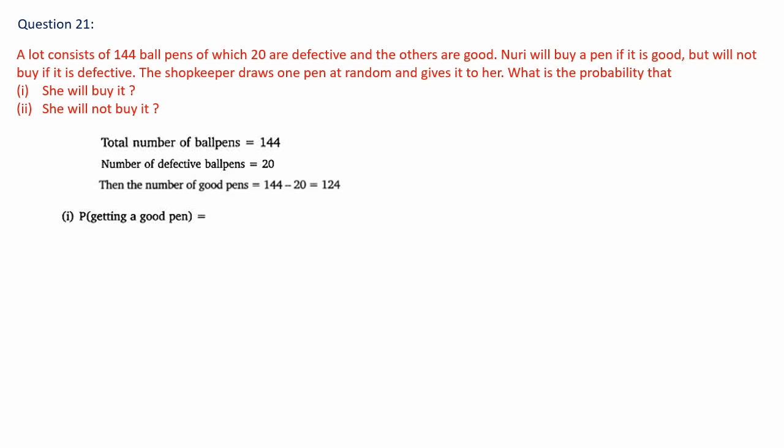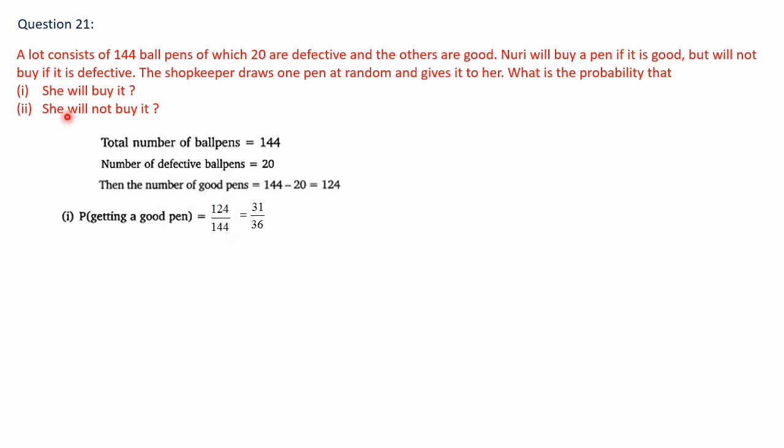Here, probability of getting a good pen. First question is she will buy it. Probability of her buying the pen: she is buying means it is a good pen. What the shopkeeper is taking is a good pen. That is what we have to calculate. Probability of getting a good pen means number of good pens is our favorable one. So 124 divided by the total, 144. Then we can cancel with 4. 3 4s are 12 and 1 4 is 1. So 31 in the numerator, and 144 divided by 4, we get 36. So 31 divided by 36.